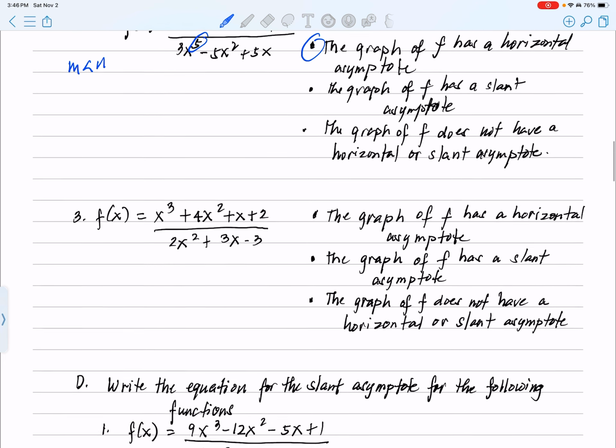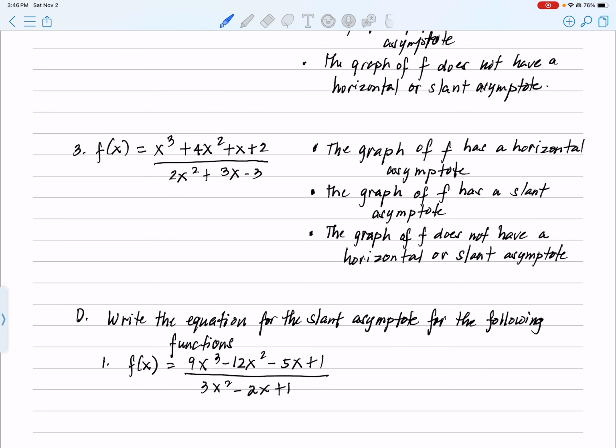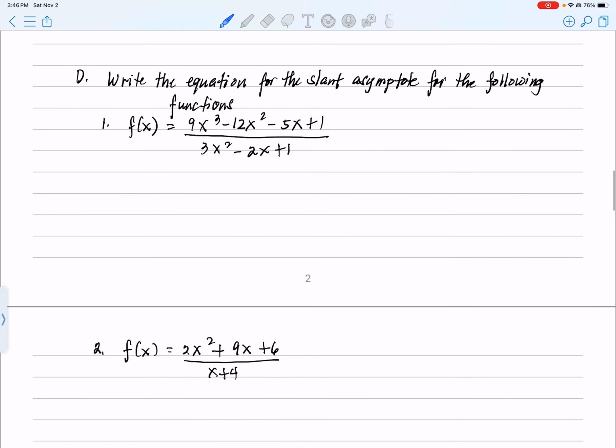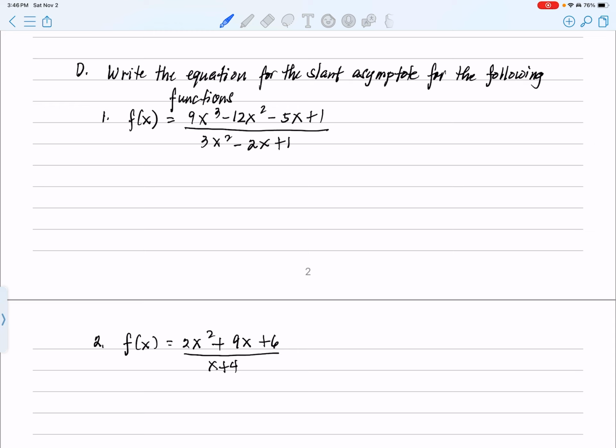For number 3, x to the 3rd and x squared. See this? The degree of the denominator is less than the degree of the numerator. That means the numerator is greater than the denominator. That means that we have a slant asymptote here. Okay. We write the equation of the slant asymptote. Remember that for a slant asymptote, we need only the first two terms.